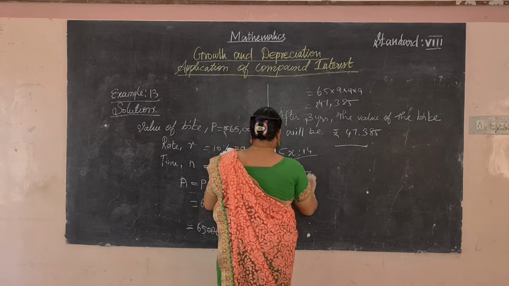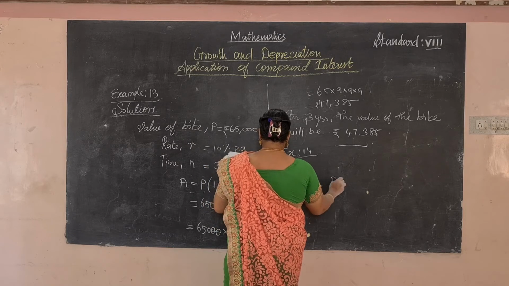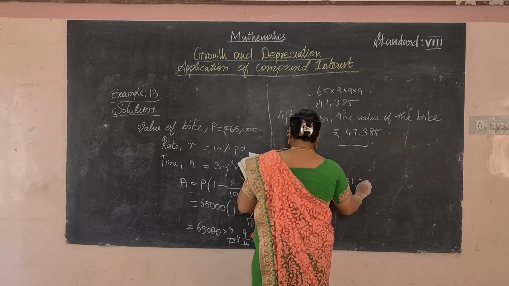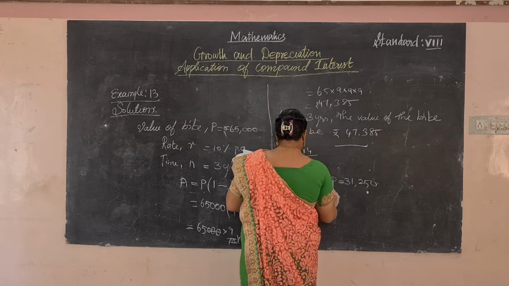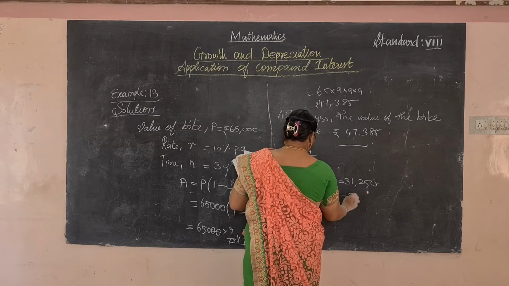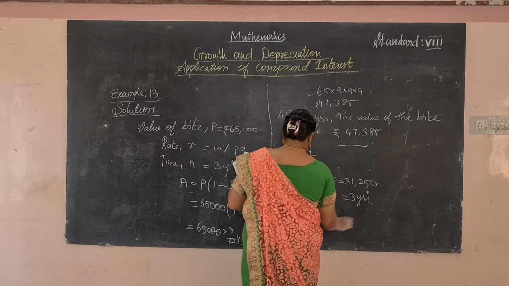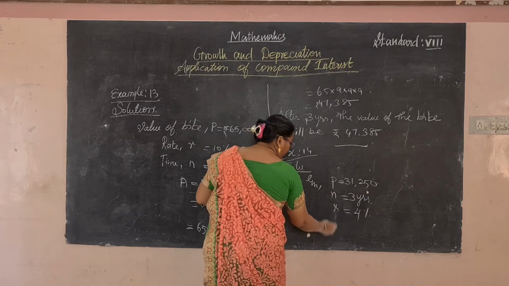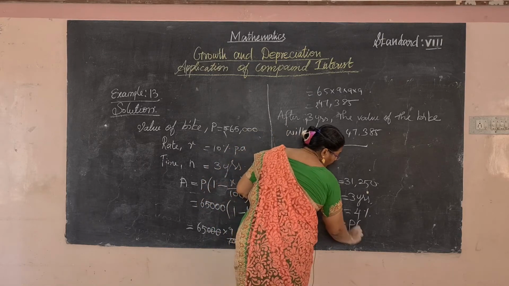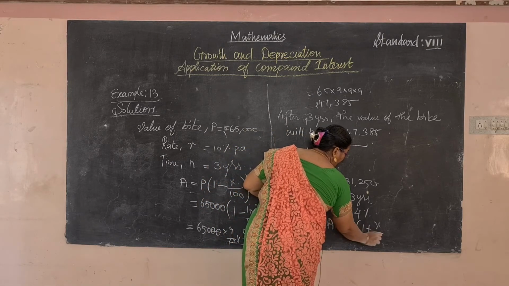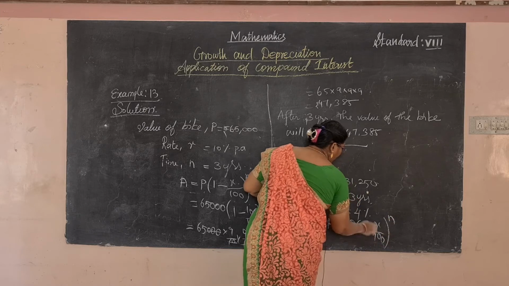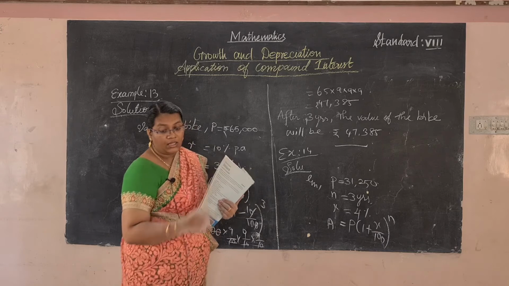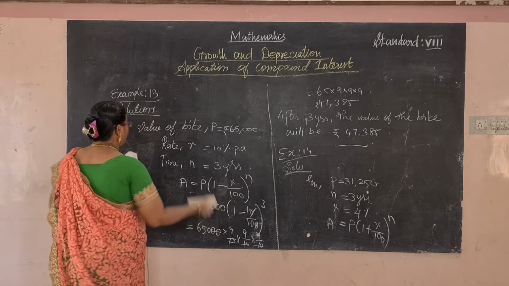Solution. So given data: principal amount is 31,250, time, number of years, is 3 years, and rate of interest R is equal to 4%. The formula A is equal to P of 1 plus R by 100 the whole power n. Why do we put plus here? Because the population increases at 4% per annum. Okay.